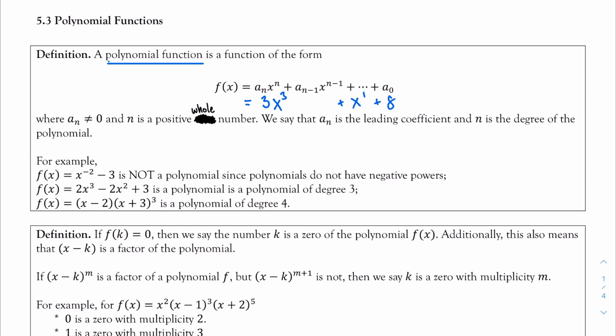If I look at my highest power, or the highest exponent, whatever coefficient, the a sub n, we call that the leading coefficient, and the highest power, or exponent, we call the degree of my polynomial.